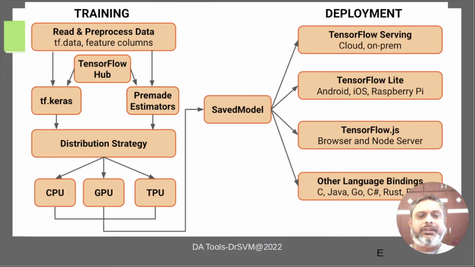Finally, the model is created and that model is saved. The saved model can be deployed using TensorFlow serving onto the cloud or on premises. Using TensorFlow Lite, it is deployed on Android, iOS, and Raspberry Pi devices. Using TensorFlow.js, it is deployed on browsers and node servers, and other language bindings for C, Java, Go, C#, Rust, R, and more are also available. So that's some idea about what TensorFlow can do.